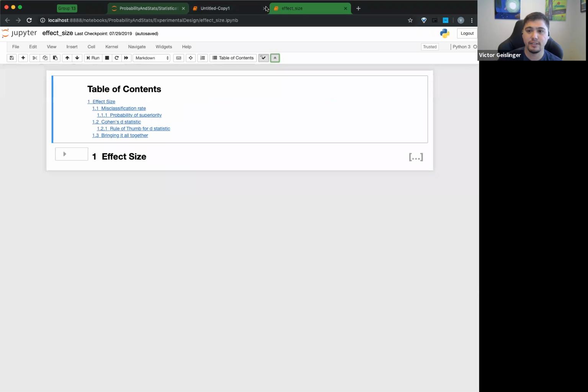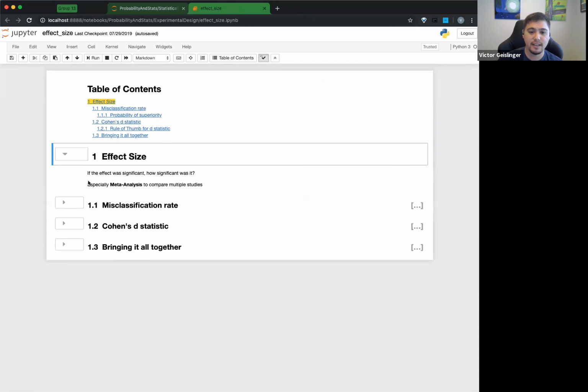Okay, so effect size. Let's go through here. With effect size, we're going to talk about a few ways. We'll focus on Cohen's d statistic. Note that there are other ways you can measure effect size, but we're going to talk about that one specifically since that's the one focused on in the curriculum. But there are plenty of other ones you could use.